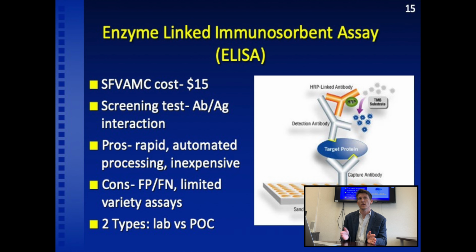The other thing to know about these tests is there are two primary types. There's lab-based, and there's also point of care. Point of care is the cups or the tests that you can do on your own, and the lab is done in a lab. And the lab has better sensitivity and specificity.